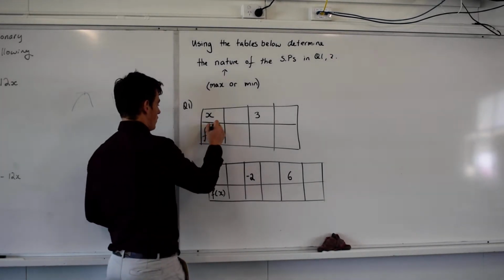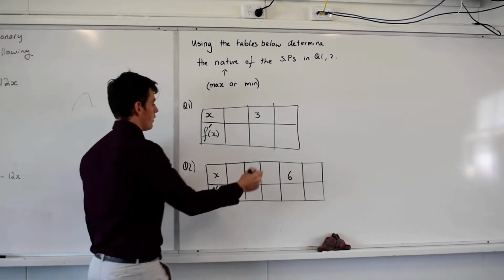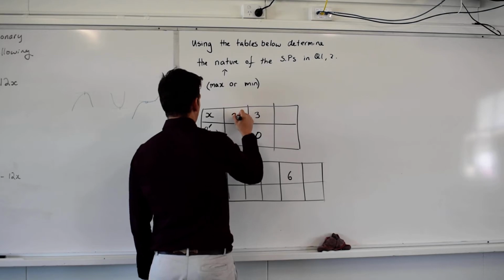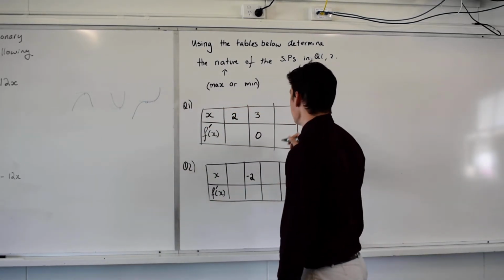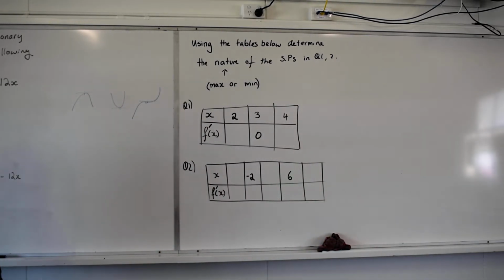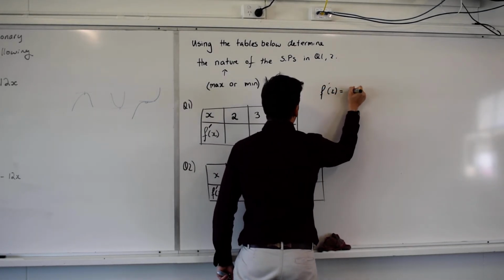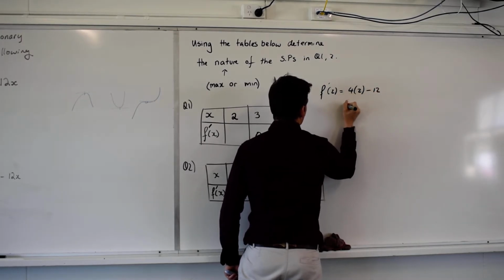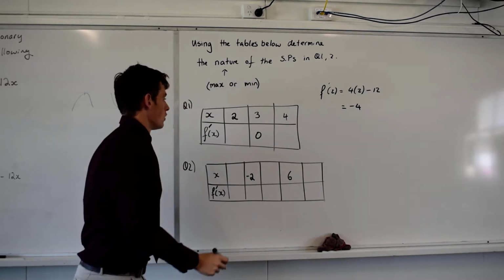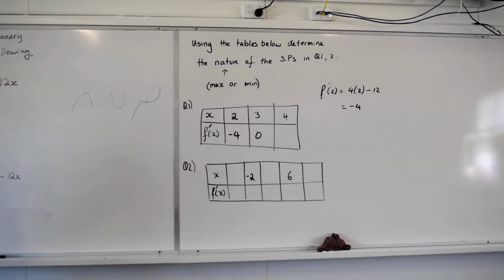What will the gradient be at that point in time? 0. Pick a value less than 3. Pick a value greater than 3. 4. Great idea. Thanks, Sam. What we then do is simply sub in f dash 2. So that would be 4 by 2 minus 12, which equals negative 4. I don't actually care how big it is. What I do care is that it's negative.